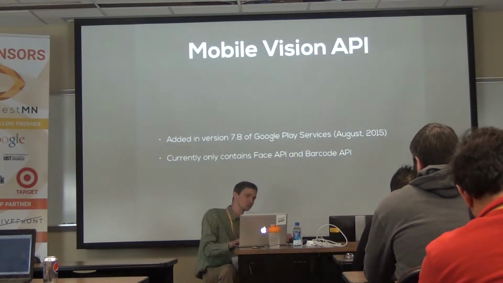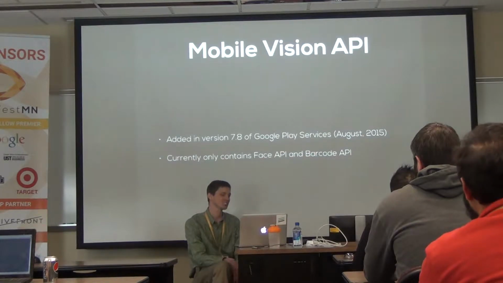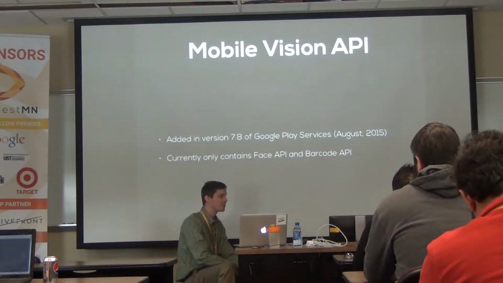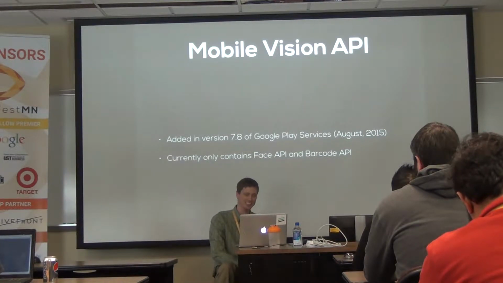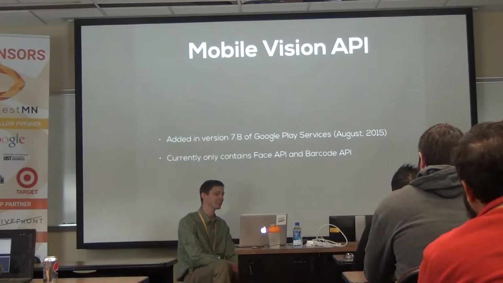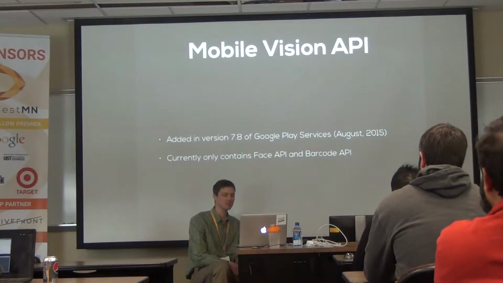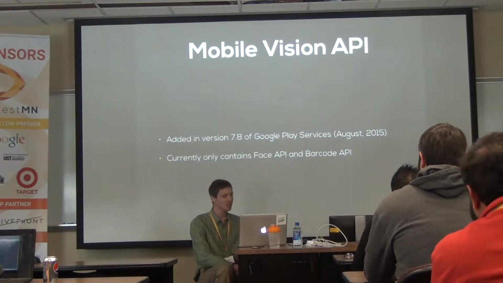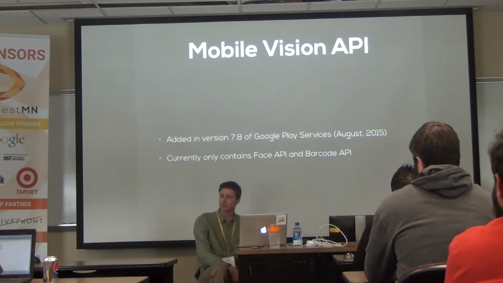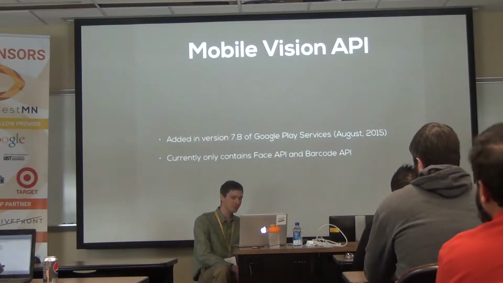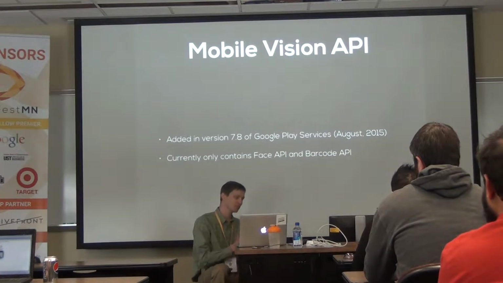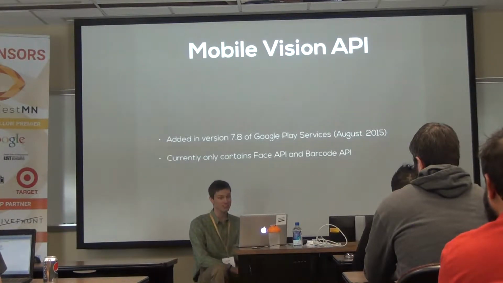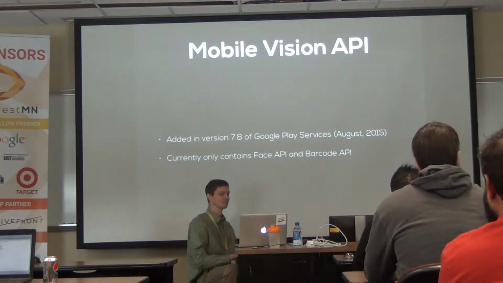So Google introduced the Mobile Vision API in version 7.8 of Google Play Services back in August of 2015. And it still only contains the Face API and Barcode API at this point. The only improvements have been some bug fixes. So I'm not sure what Google intends to do with this Mobile Vision API, whether they just keep maintaining it, fixing bugs, or if they will try to introduce something more than just barcode readers and face detection.